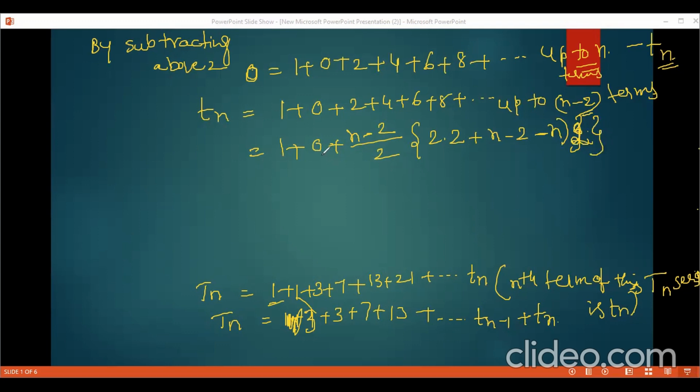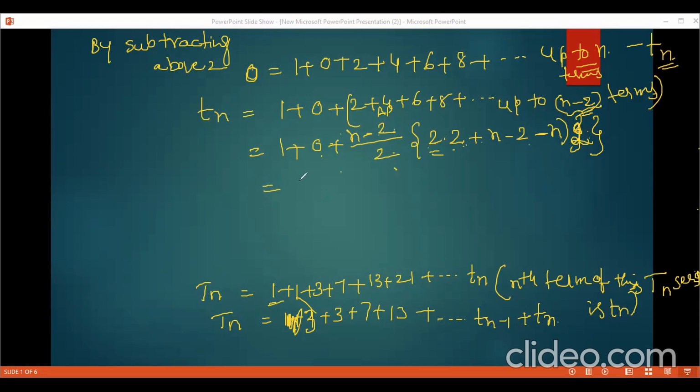So 1 plus 0, n by 2, because I am taking this total thing as an AP. AP means a plus (n minus 1) into d, that is 2, so n by 2 into (2a plus L). You can take (n minus 2) by 2 into [2 into a, 2 into a is 2, plus L, which is this one, n minus 2 minus n] into 2, got it?